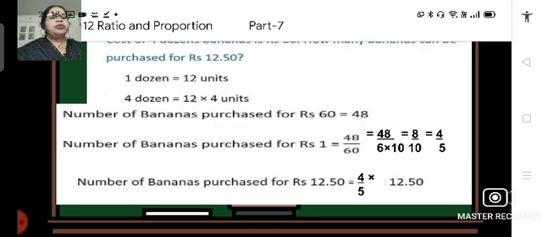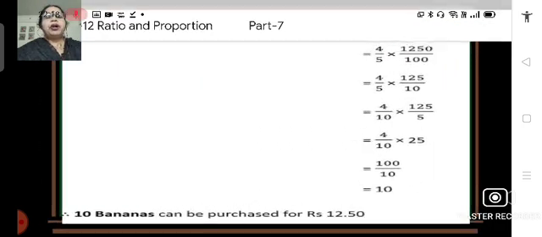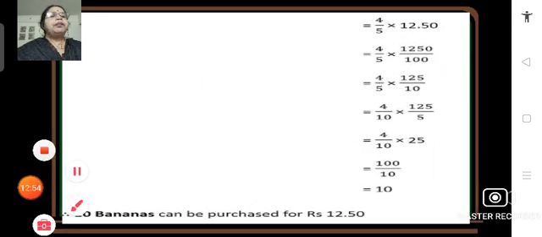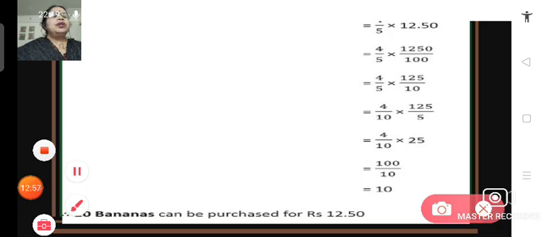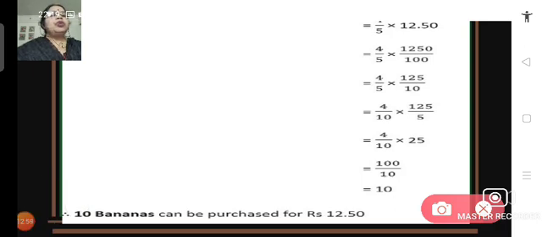Now how do we solve this one? 4 upon 5 multiplied by 12.50. So we have a decimal here. To remove the decimal, we take 100 in the denominator, because after the decimal we have 2 digits. So we multiply the denominator by 100.